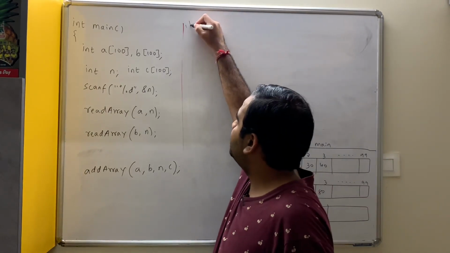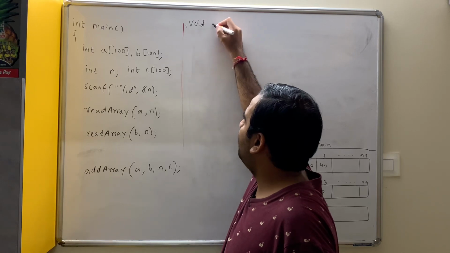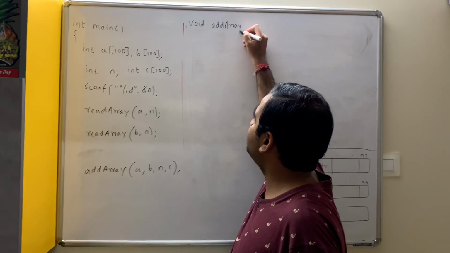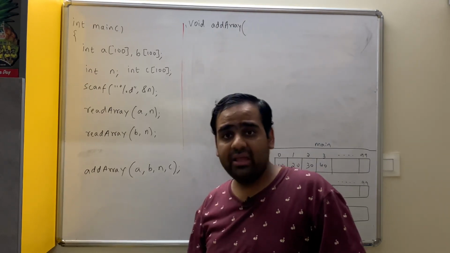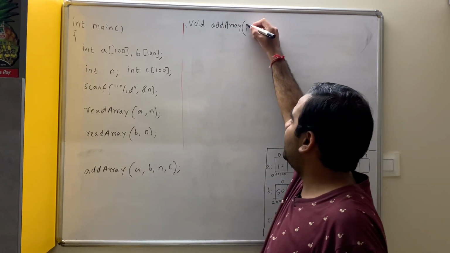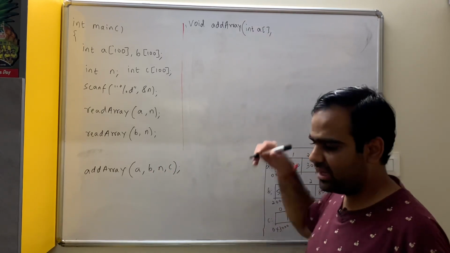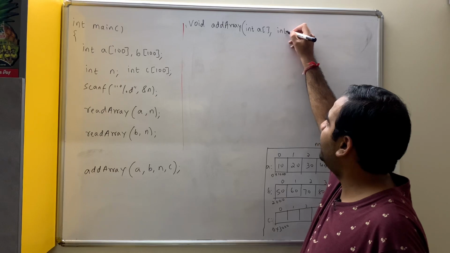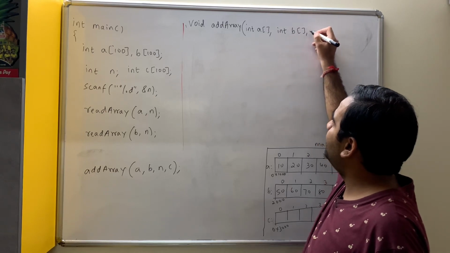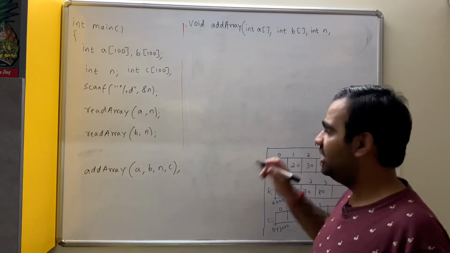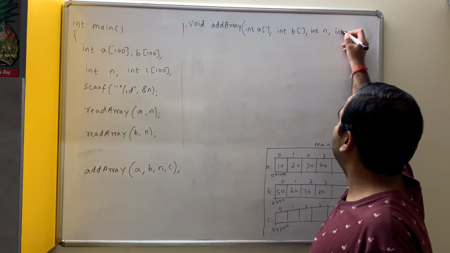Now how do I write the function definition? I say void. What is the function name? Add array. What is the first parameter? A. A is nothing but an integer one dimensional array. The second parameter is B, again an integer one dimensional array. The third parameter is n, integer n. And the last parameter is C, again an integer one dimensional array.